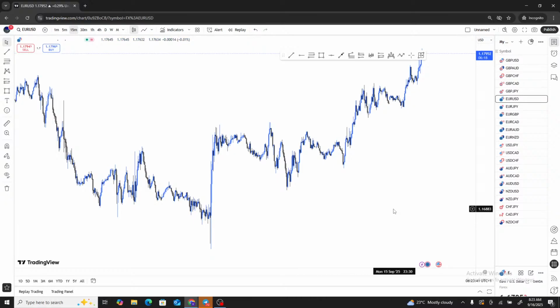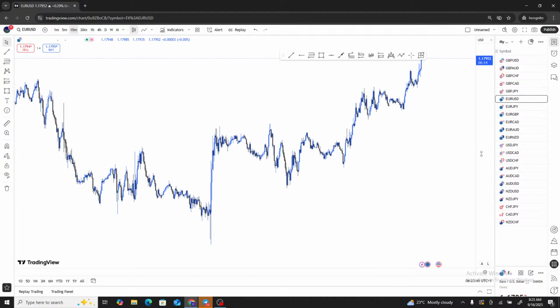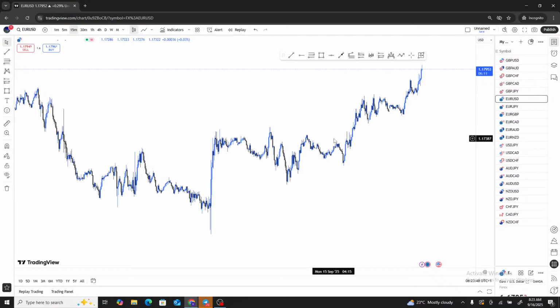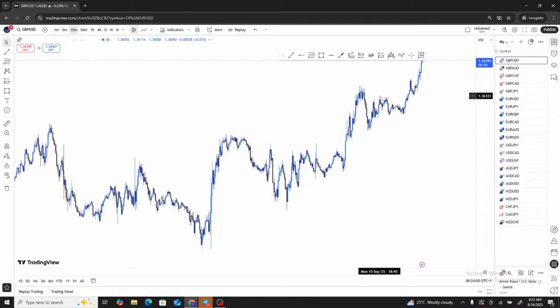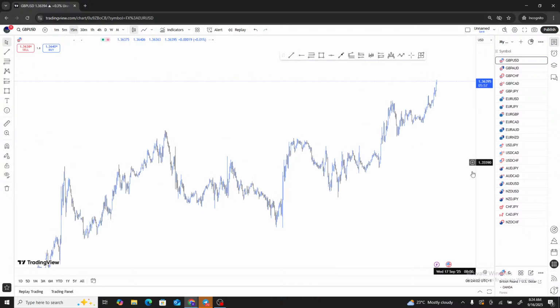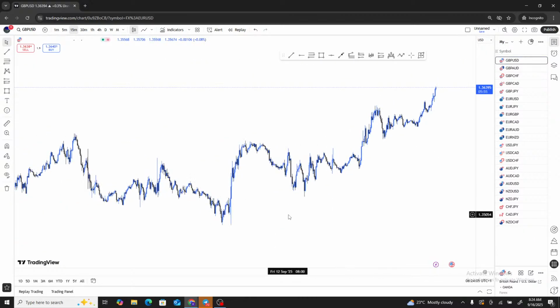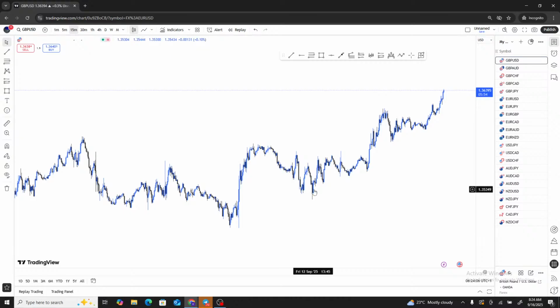Today, I'll be doing a live analysis of the pairs I'll be trading this week. Starting up with GBP USD at the very top. This is GBP USD, Great Britain Pound versus US dollar.